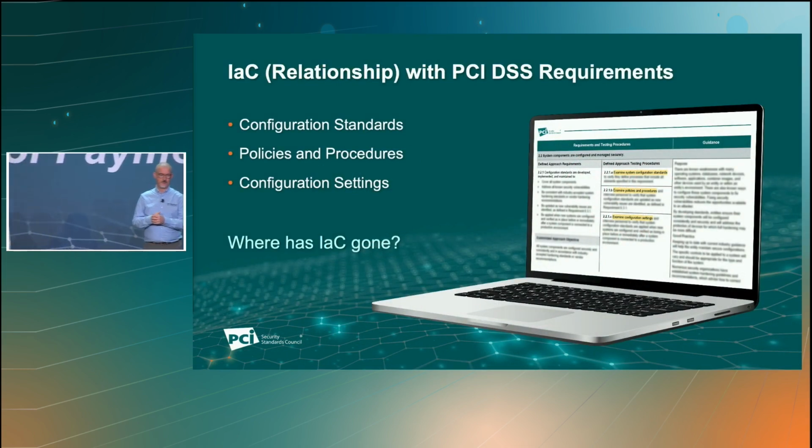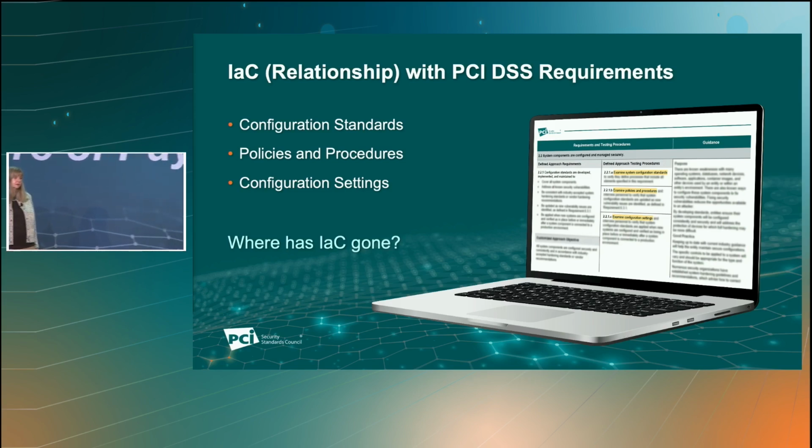So what is the intersection between PCI DSS and infrastructure as code? Well, the same requirements that apply to traditional network configurations also apply to infrastructure as code. One must develop configuration standards to manage your infrastructure as code. You have to create policies and procedures related to how you're going to manage it, and you're going to implement the configuration settings. And the assessor then reviews all that.